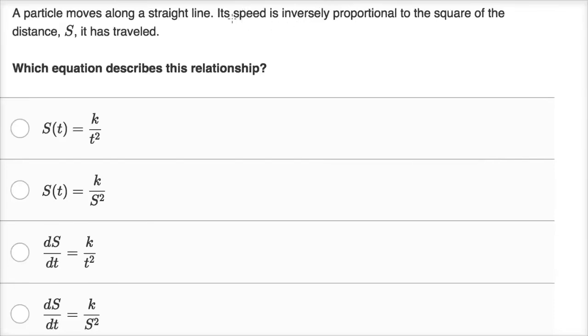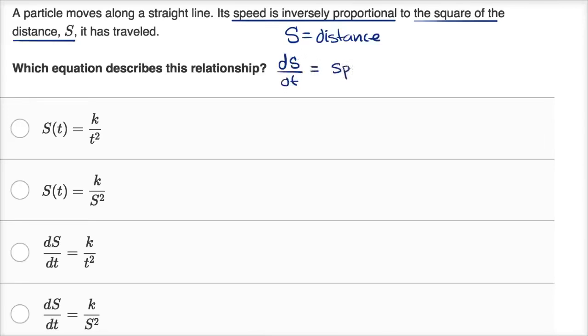So they tell us its speed is inversely proportional to what? To the square of the distance s it has traveled. So s is equal to distance. And how would we denote speed then, if s is distance? Well, speed is the rate of change of distance with respect to time. So our speed would be the rate of change of distance with respect to time. So this is going to be our speed.